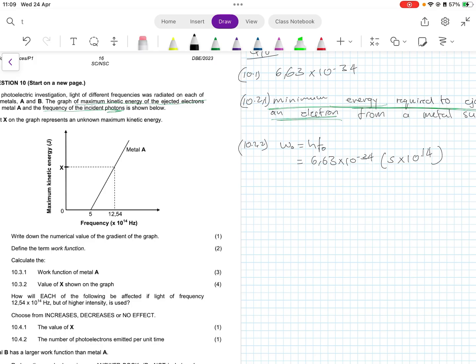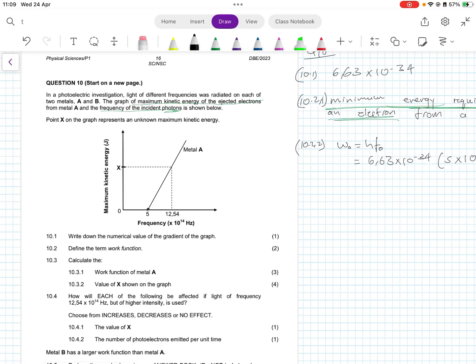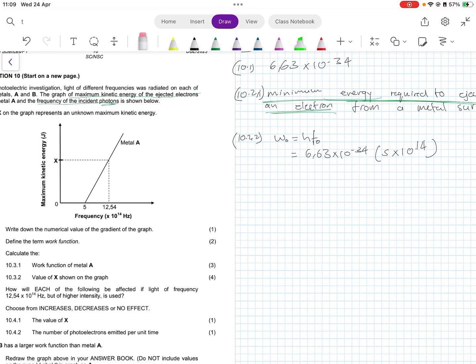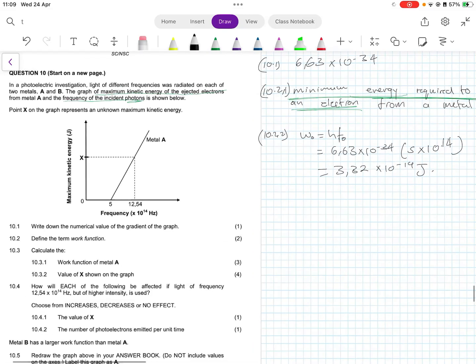Now, this 5 times 10 to the power 14 is the initial frequency, the frequency that we first recorded when the kinetic energy is 0. It's this frequency right here, and it is given in 10 to the power 14 hertz. The work function will then be 3.32 times 10 to the minus 19 joules.